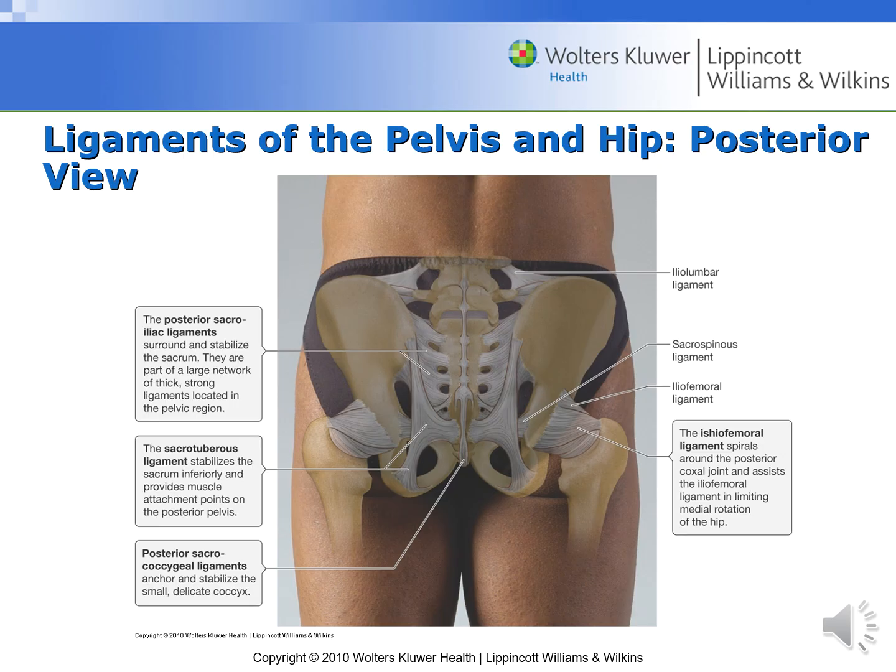On the right-hand side, we can see the iliolumbar ligament. We can also see the sacrospinous ligament. We can see the iliofemoral ligament, and the ischiofemoral ligament spirals around the posterior coxal joint and assists the iliofemoral ligament in limiting medial rotation of the hip.